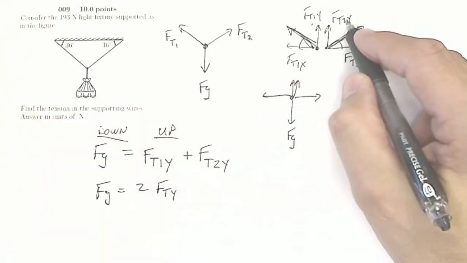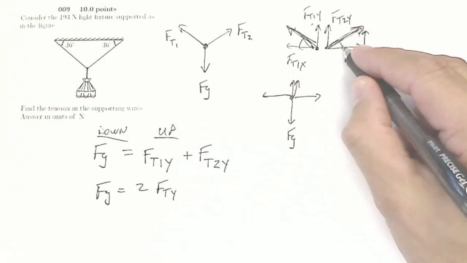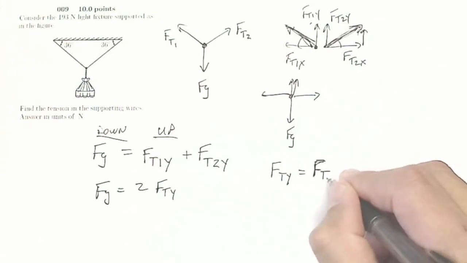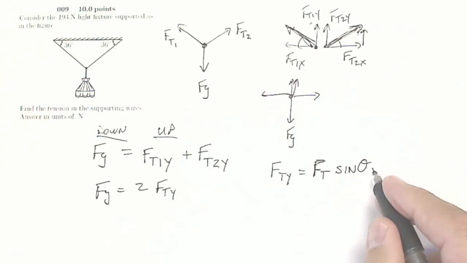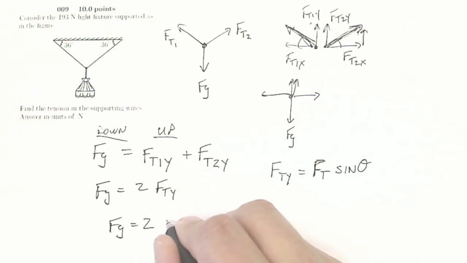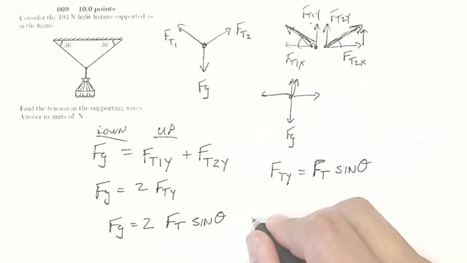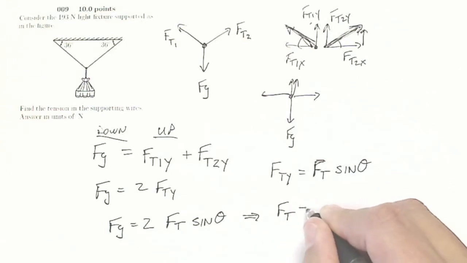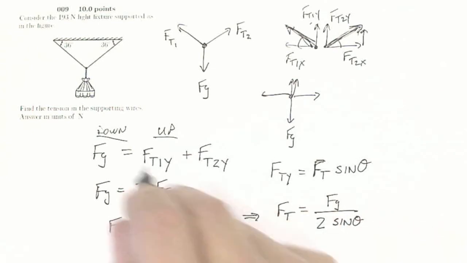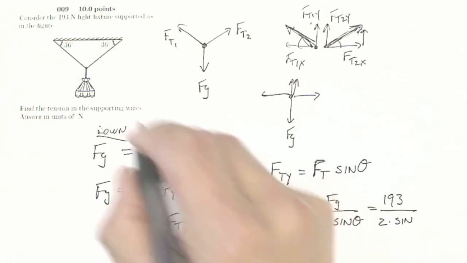But now, what is the force of tension in the y direction? Well, if I've got a right triangle there, I know that this is going to be my total force of tension times the sine of the angle. So I also know that my force of tension in the y direction is going to be my overall force of tension, which I'm looking for, right? That's what the question is asking, times the sine of the angle. So I'm going to plug this in where I had this. So now I've got my force of gravity equals twice my overall force of tension times the sine of the angle. If I rearrange that to solve for the force of tension, I get my force of tension is going to equal my force of gravity divided by 2, also divided by the sine of the angle. My force of gravity is in newtons, so for me that's going to be 193 newtons, divided by 2 times the sine of the angle, which is 36 degrees.